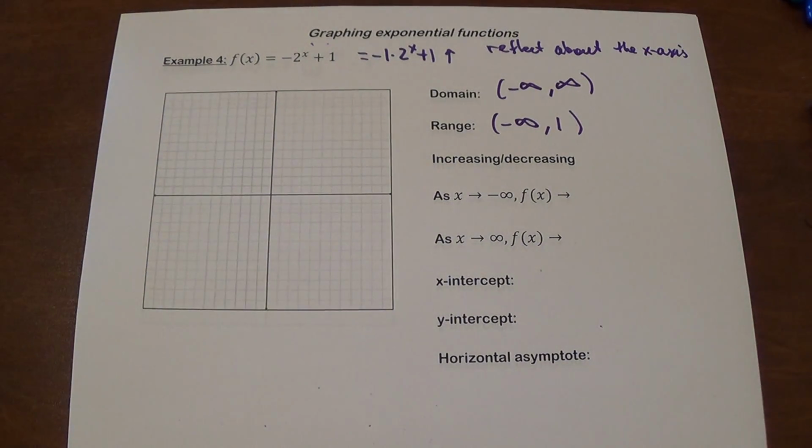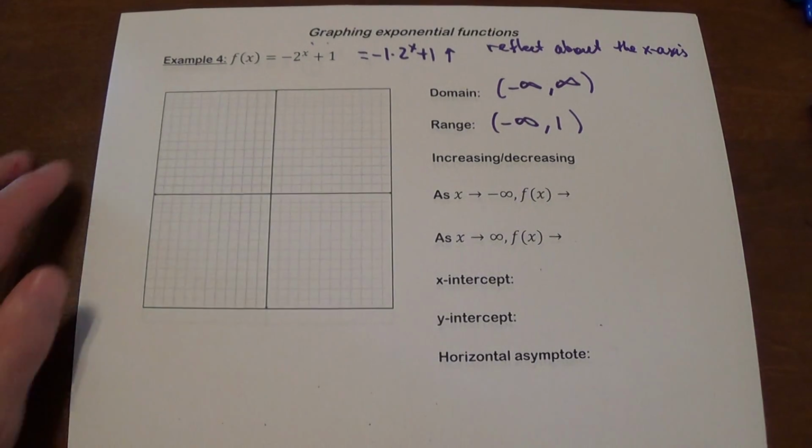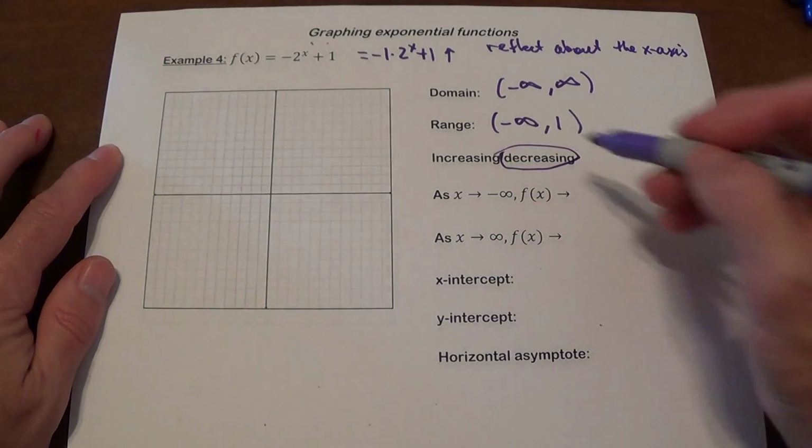So is this graph going to be increasing or decreasing? This is where you have to be careful. The base here is 2, which seems like it's supposed to be increasing because the number is greater than 1, but when we flip it about the x-axis, it's going to become decreasing. So this function is actually decreasing.